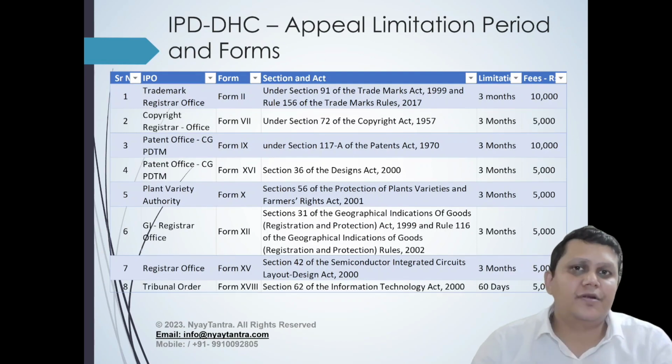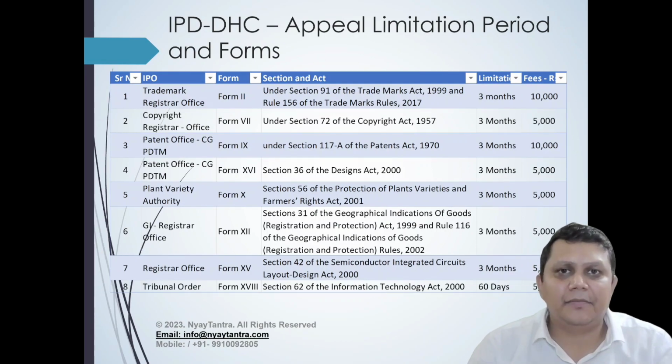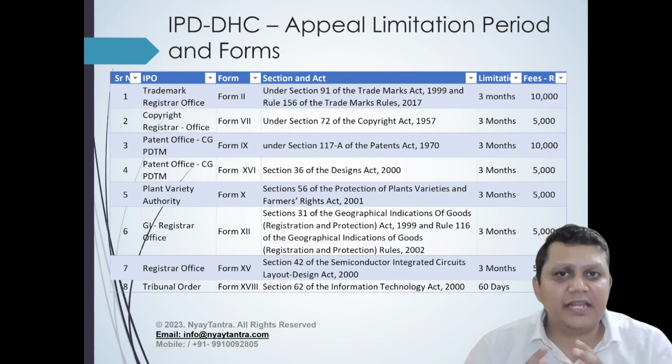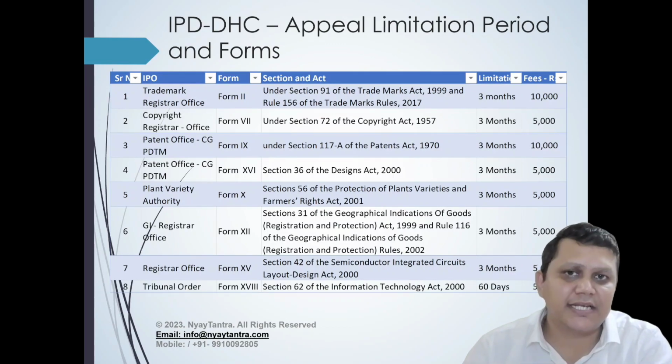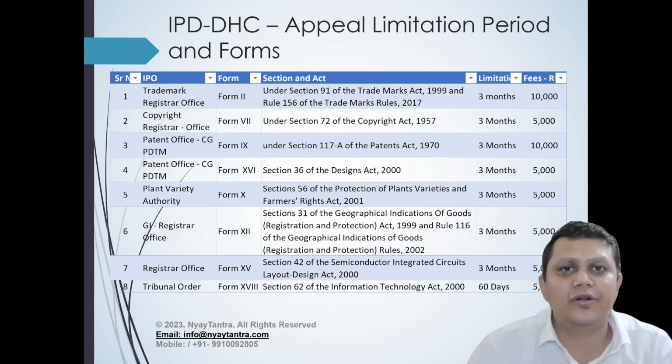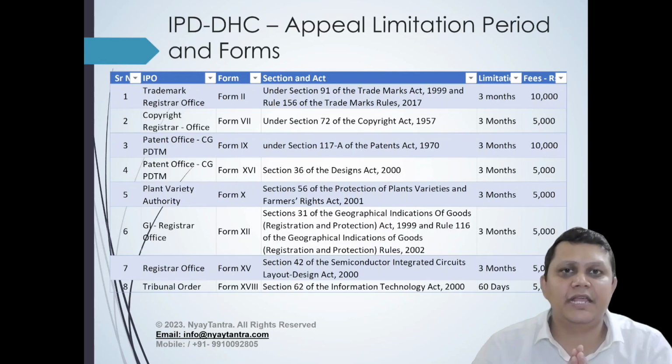The second most important point to consider while filing the appeal is under which section of the relevant intellectual property law you are going to file the appeal against the impugned order of the intellectual property office. In our separate video, we have explained the various sections briefly and what is being covered under these sections. You can refer to this video and understand more about the various sections which empower you to file an appeal against the impugned orders of the respective intellectual property offices.